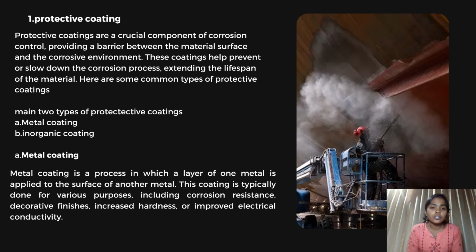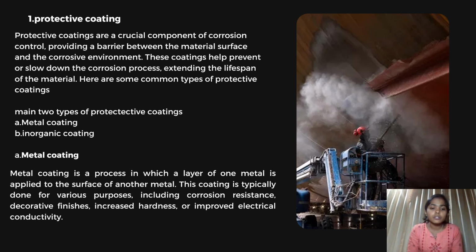Protective coatings are a crucial component of corrosion control, providing a barrier between the material surface and the corrosive environment. These coatings help to prevent or slow down the corrosion process, extending the lifespan of the material. Here are some common types of protective coating. One is metal coating and another one is inorganic coating.